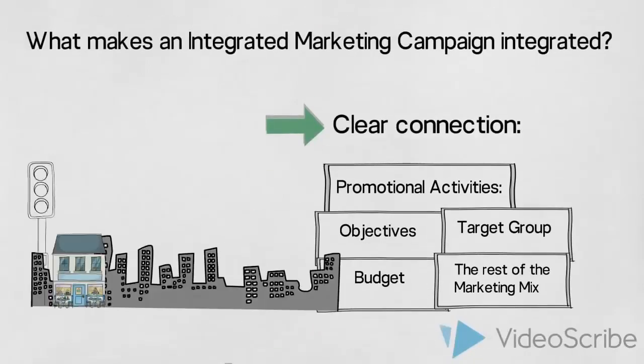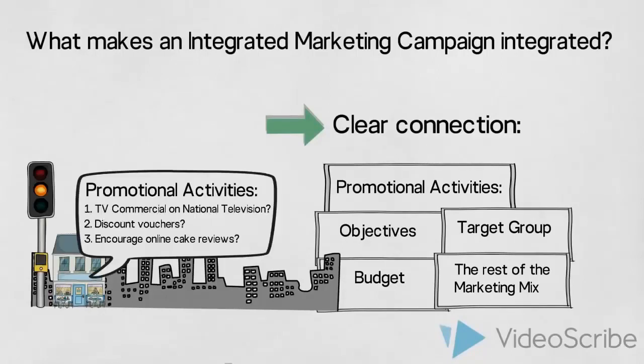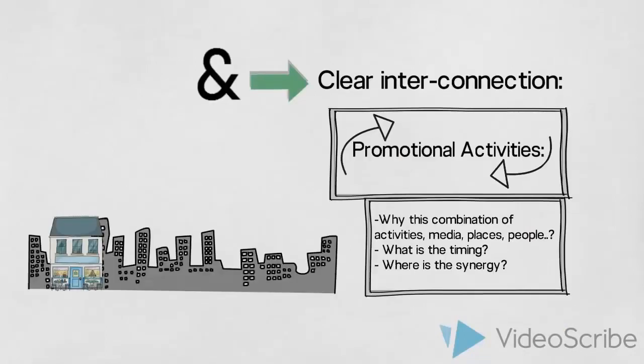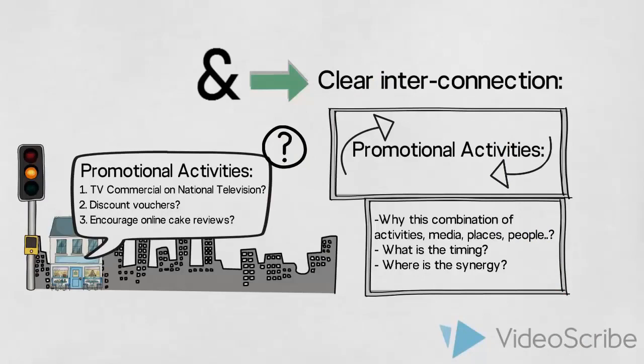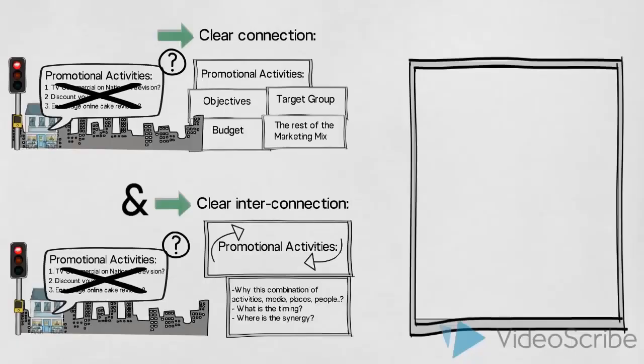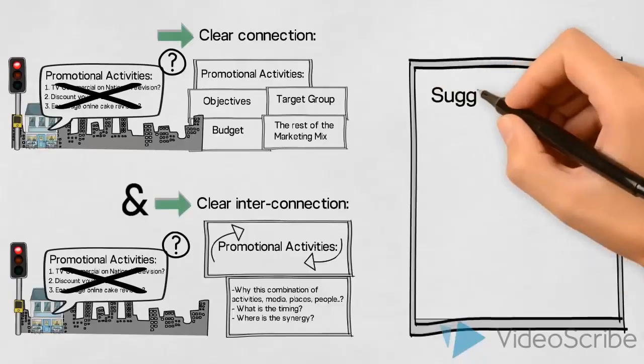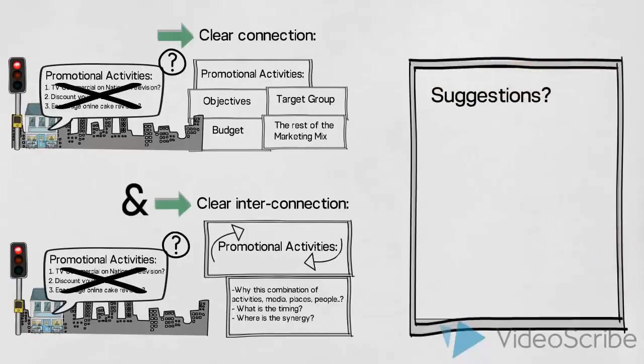So let us look at the promotional activities suggested by the owner of the French cafe. Do they integrate with the objectives, the target group, budget, and the marketing mix? Do the promotional activities interconnect? Has timing or synergy been considered? We can probably agree that we should be able to come up with a more integrated campaign than this. So what might we suggest?